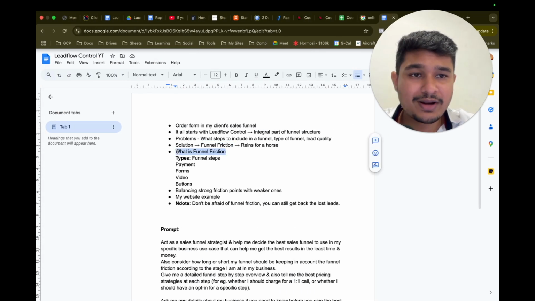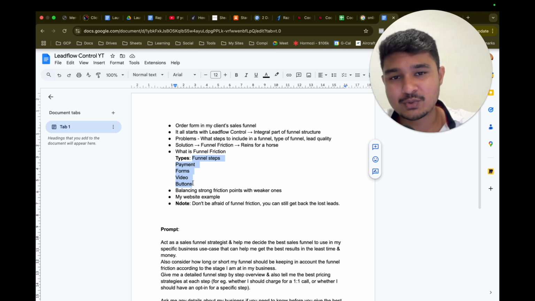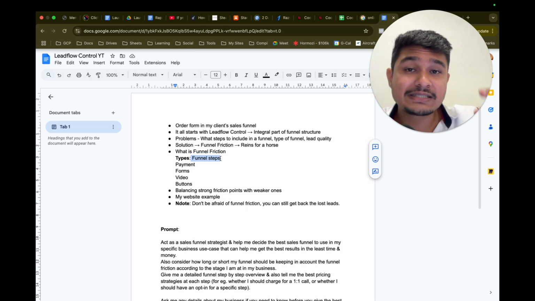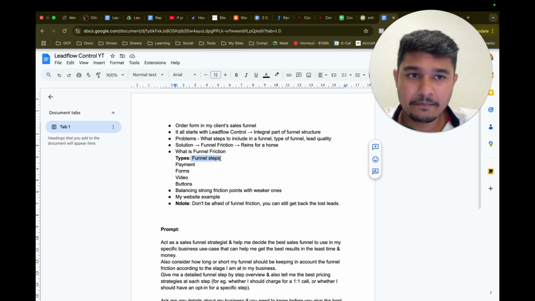So we understood what funnel friction is, and these are all the types of funnel friction that exist in a sales process or a sales funnel, right? There could be more as well, but these are the basic ones that you need to understand. So first is funnel steps. So the number of steps that you add in a funnel, right?